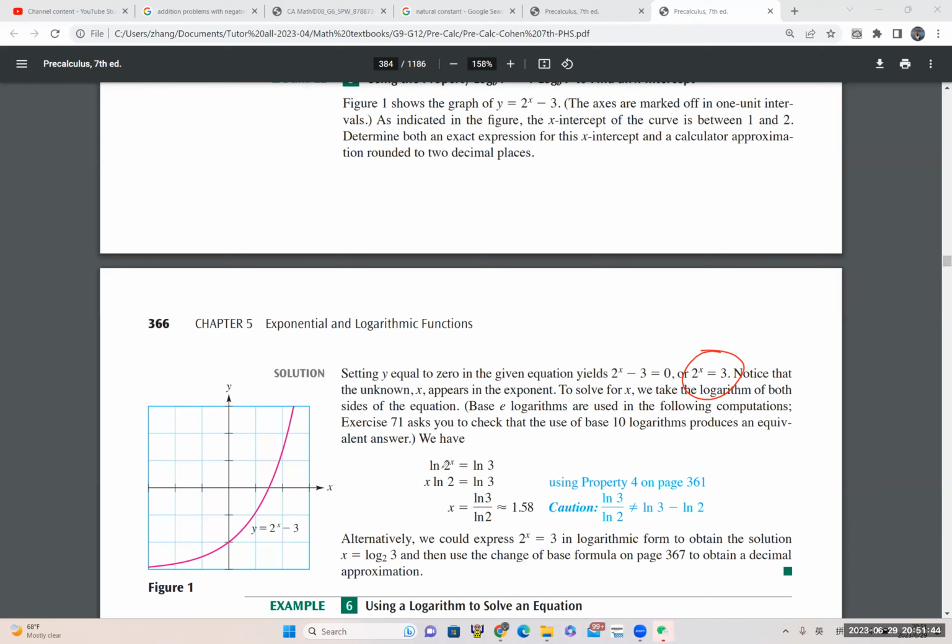So anyway, they go here, then per the property x goes to the front. So they still need to use a calculator. For here, they use this. We can also directly use x equal to log base 2 of 3. So they are very similar ways. You cannot get the answer without a calculator.